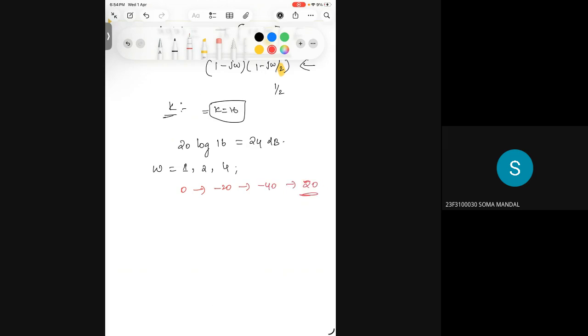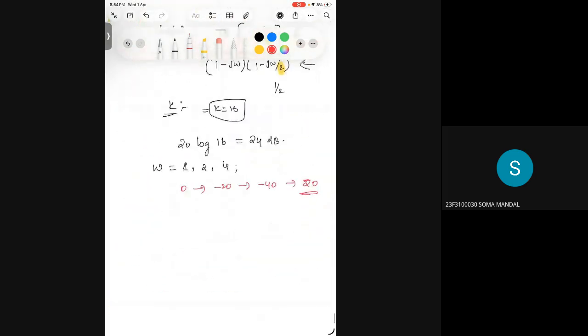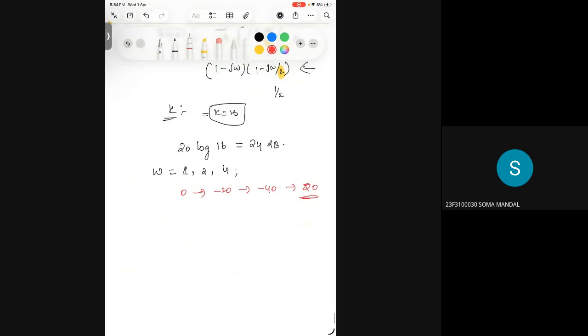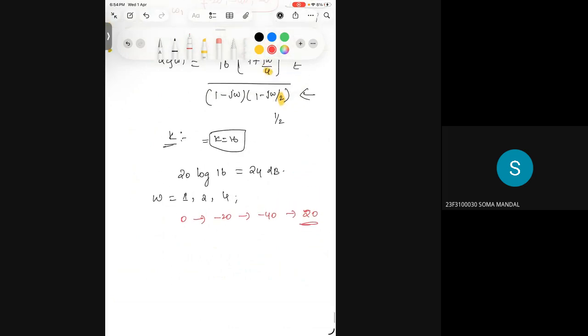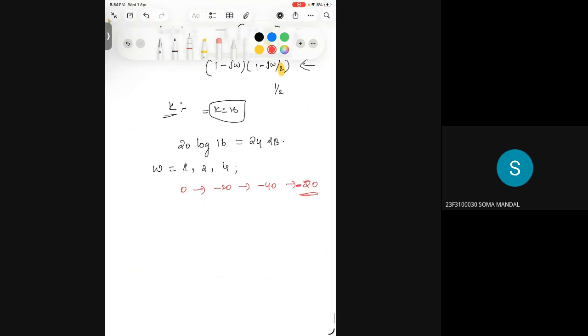Minus 20, minus 40, and then minus 20. Plus 20 is the individual slope. Yes, ma'am. So these are my slopes, right?